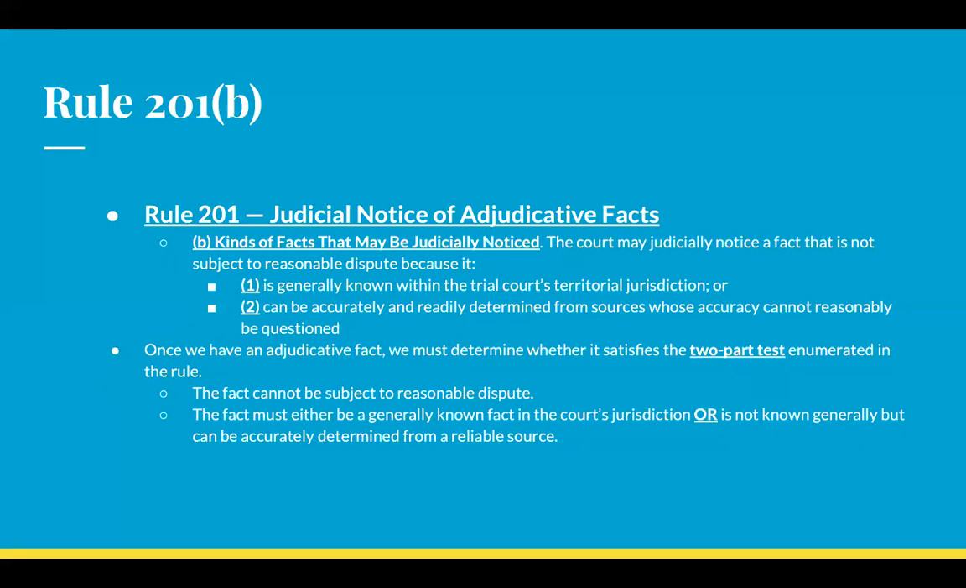So going back to our example earlier involving reckless endangerment, where the defendant sped through a busy school zone, the court could take judicial notice of where the school zone was located, including what street it was on, and the length of the school zone.